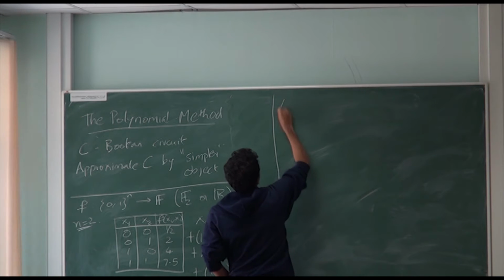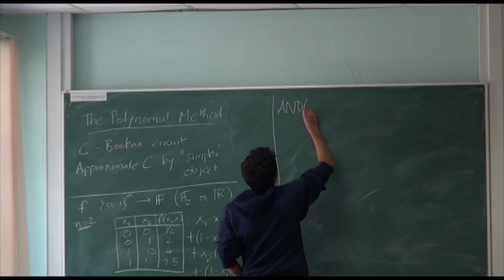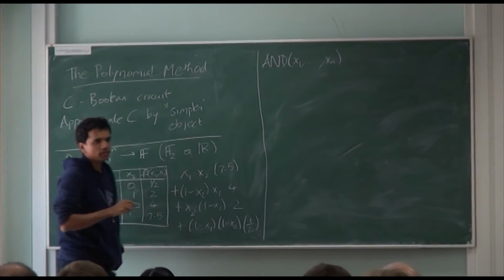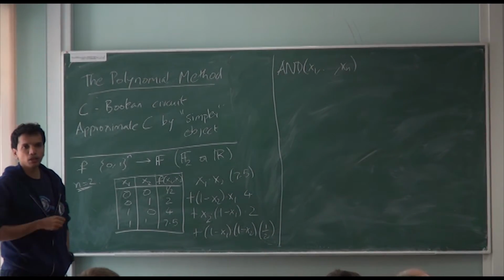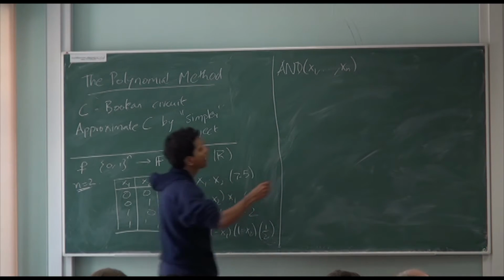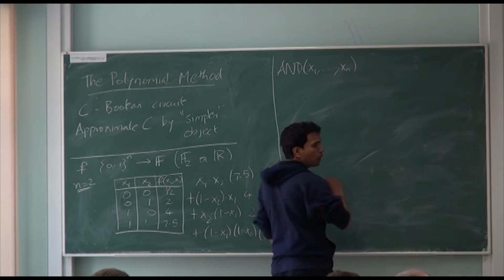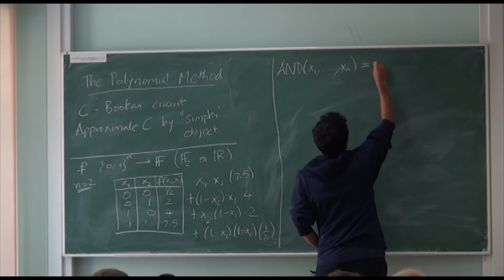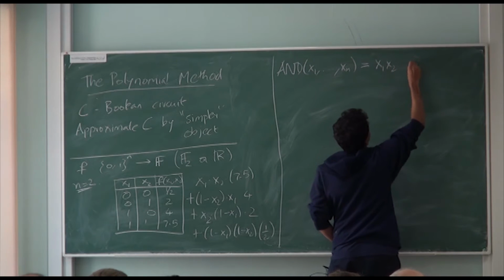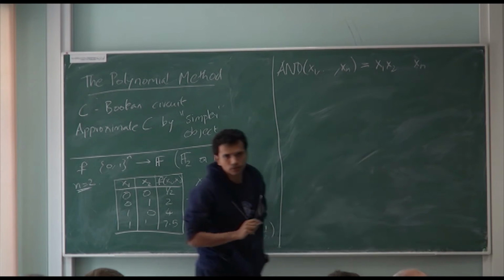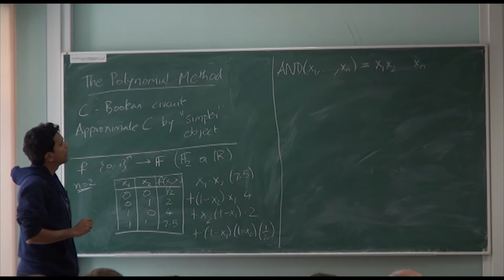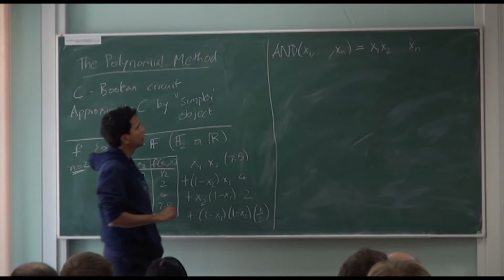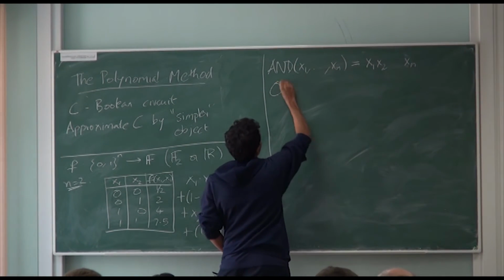So for example, let's do the AND function on n bits. So this again has a very, very simple multilinear polynomial representation, right? Since I'm working over the 0, 1 basis as opposed to the -1, 1 basis that Ryan was using, here this is just a single monomial, right? Evaluates to 1 when all the inputs are 1 and 0 otherwise. Let's look at another interesting function, the OR function.